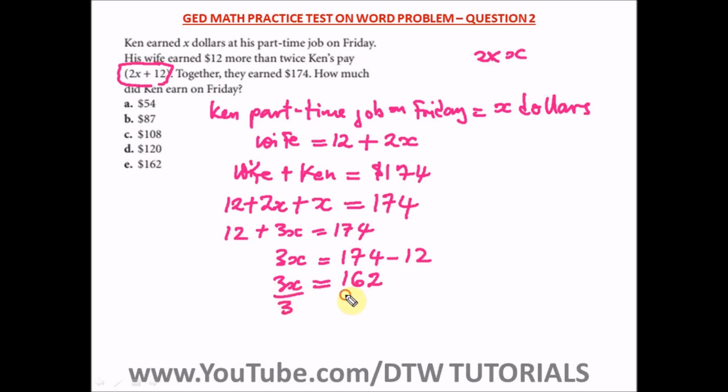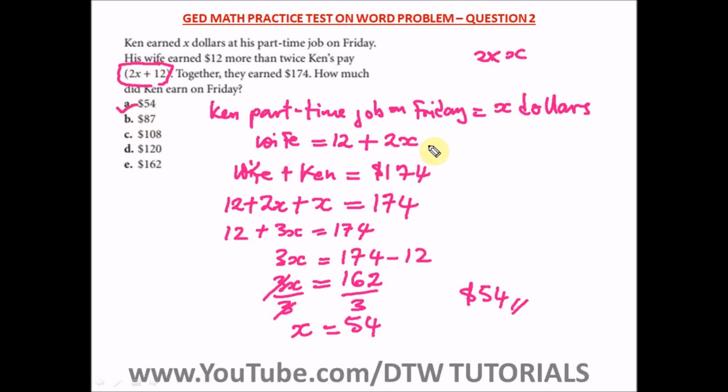So we divide both sides by 3. 3 will cancel out here. We have x equal to, 3 in 162 will go how many times? 54 times. So Ken earned $54 on his part-time job on Friday. So our answer is $54. This is our answer, and our right option here is option A.